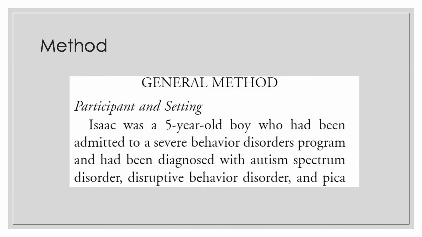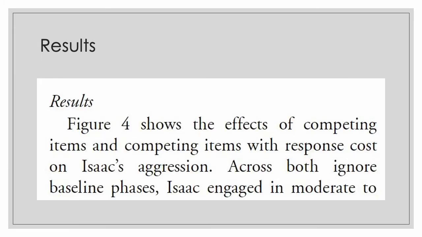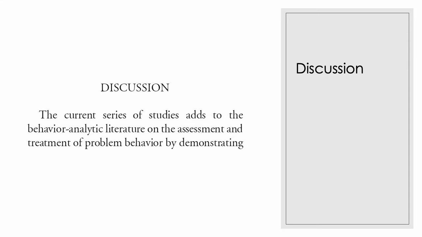Next, we'll review the method, functional analysis procedures, treatment procedures, results, and discussion. We will go through these sections in depth in a bit, but here you can see the titles of each section and that they are typically in this order. Here you have the method, the functional analysis, the treatment, the results, and the discussion. Once you become more familiar with looking through these papers, you will be able to quickly look and see if the information you need is present before thoroughly reading the whole paper.